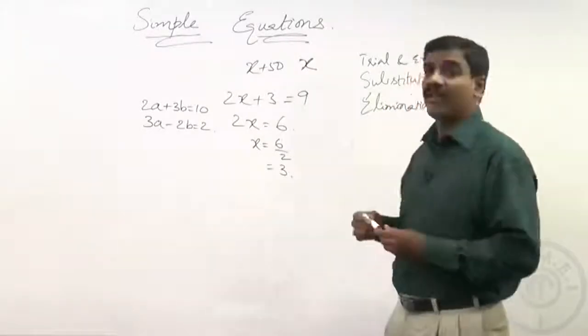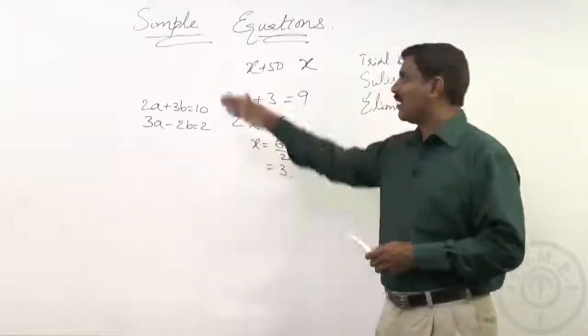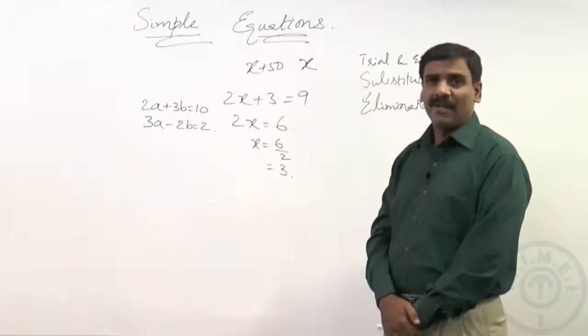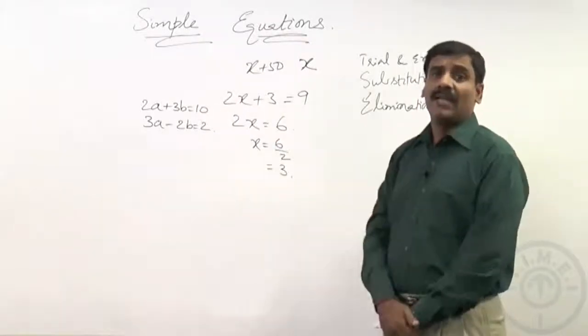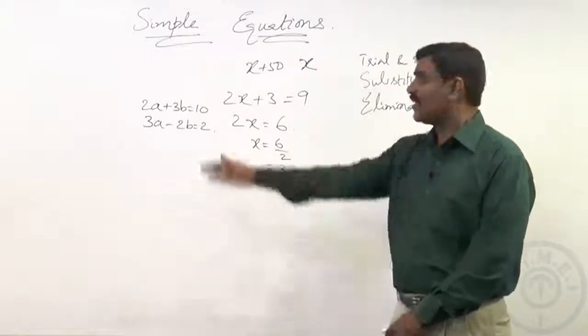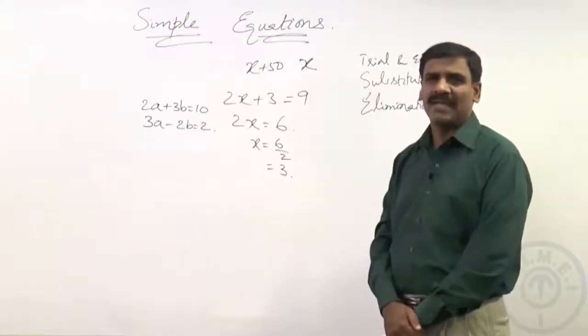Like trial and error means we give values to a and from that we can find the value of b. See whether the values that we are giving for a and b satisfy the second equation or not. That is what is basically trial and error.